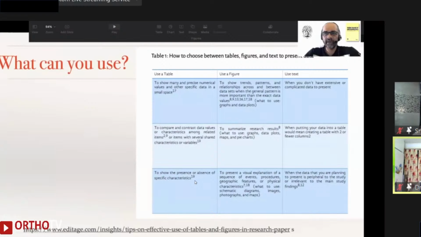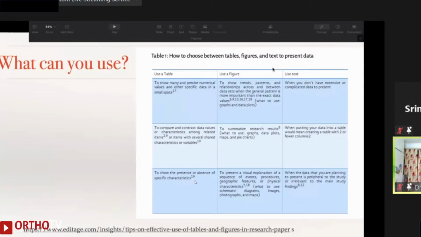We use figures to show trends, patterns, and relationships across and between data sets, to summarize research results, and for a visual explanation of a sequence of events. Text is only when you don't have extensive or complicated data to present. And when you put your data into a table and you have only two or fewer columns, then you prefer to use text. So depending on what you want to present, you have to choose your visual element.